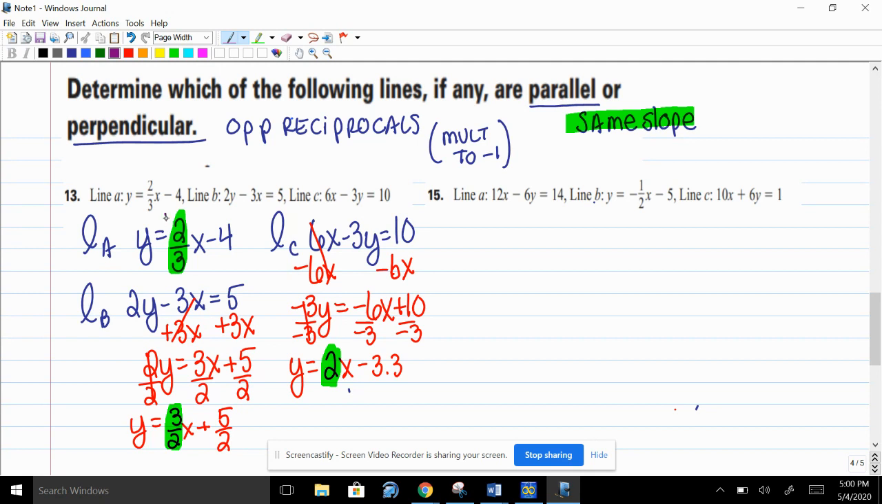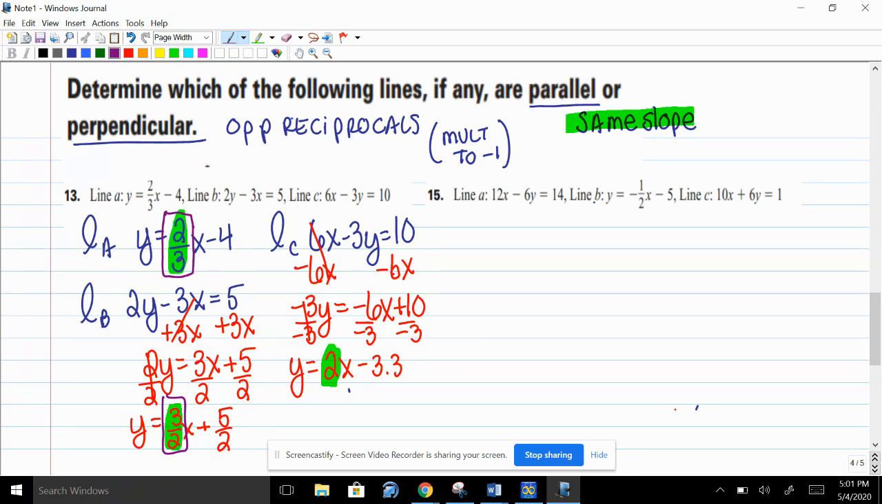A lot of people make the mistake of looking at that 2 over 3 and the 3 over 2, and they think that they are opposite reciprocals. They're reciprocals because they're flipped over, but they're not opposites. In order to be opposites, one has to be positive and one has to be negative. These are both positive. So there's also no opposite reciprocals, which means there's no perpendicular lines.